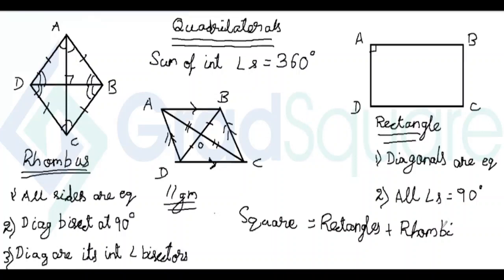Right? So all five properties, three properties of a rhombus plus two properties of a rectangle put together, is what will give you a square. So these are the different special types of quadrilaterals that we will deal with in our syllabus, and it's very important to understand that these are their fundamental properties.